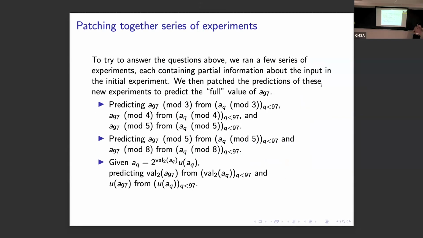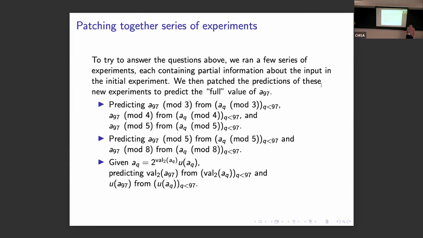Okay, so I ran a few different experiments, and people will probably be pretty grumpy about this. A few experiments where it was predicting A97 mod 3 from the mod 3 reduction information, mod 4 from the mod 4 reduction information, mod 5 from mod 5 reduction information. Now, if you're using the Chinese remainder theorem, then you have 3 times 4 times 5, that's 60 options, way more than the 39 options that we have.